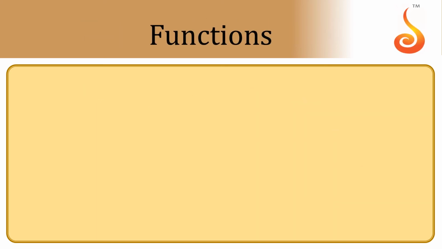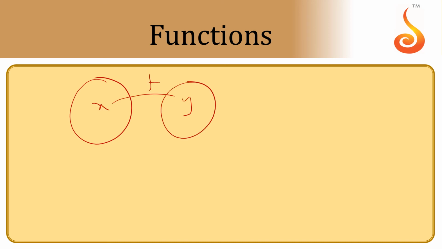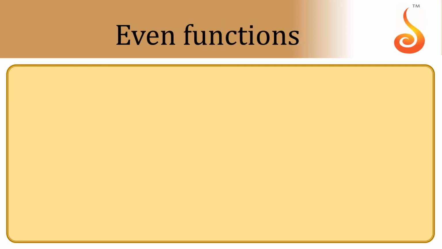Now functions. You know the basic definition of a function: for all the elements of the domain, you should have a unique image. So f of x equals y. So it is called a function, and the set of all images is called the range, and this A is called the domain, B is called the codomain. Range is always a subset of codomain.